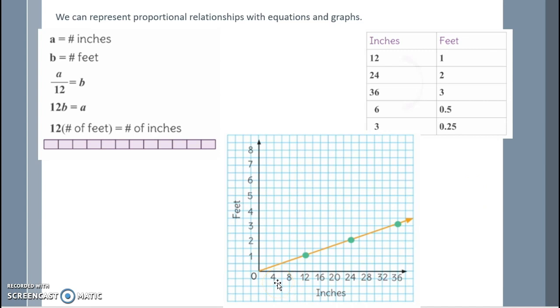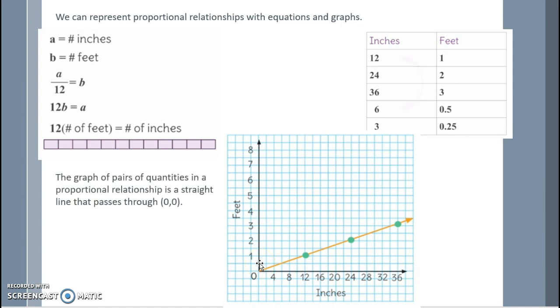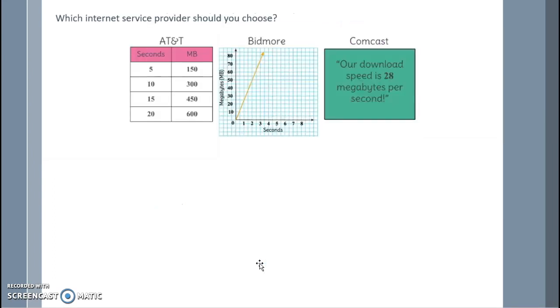So also, we know that in between 4 and 8 is 6, so I see that 6 does equate to a half as well. The graph of pairs of quantities in a proportional relationship is a nice straight line that passes through 0, 0. This is true with all proportional relationships and their graphs. Their steepness certainly may change, but they will always go through 0, 0 and be nice and straight.